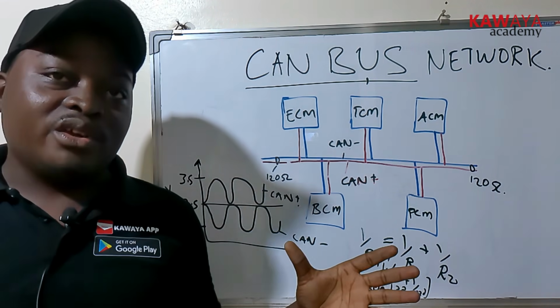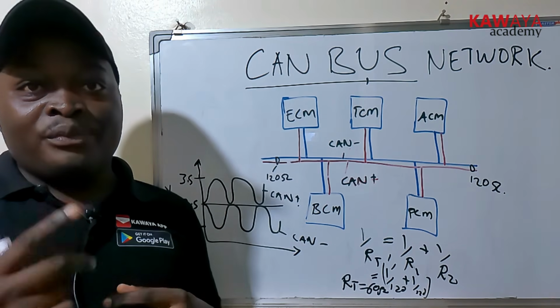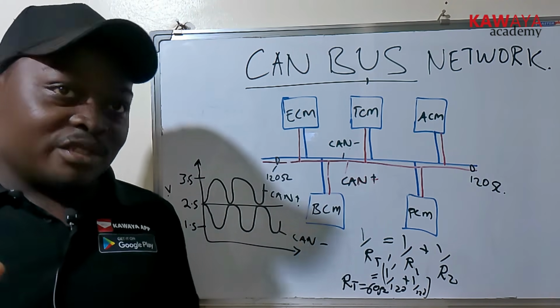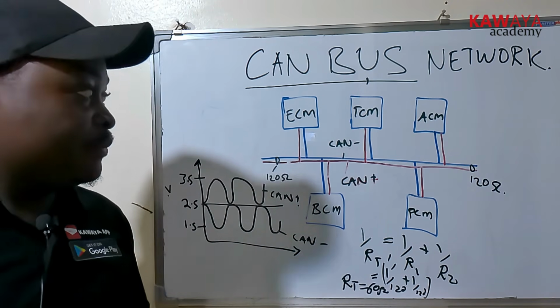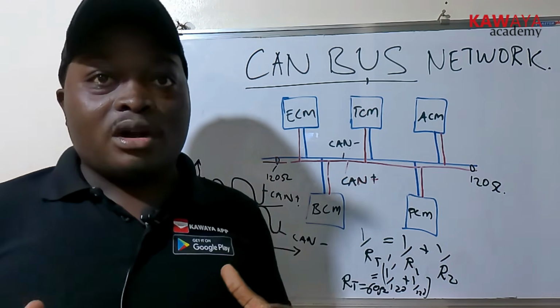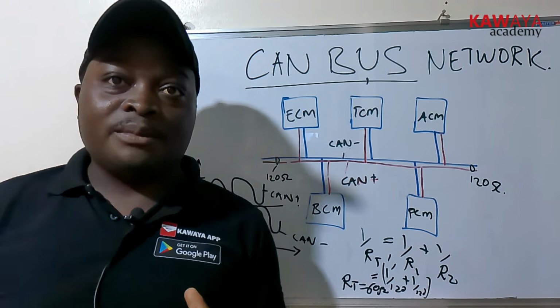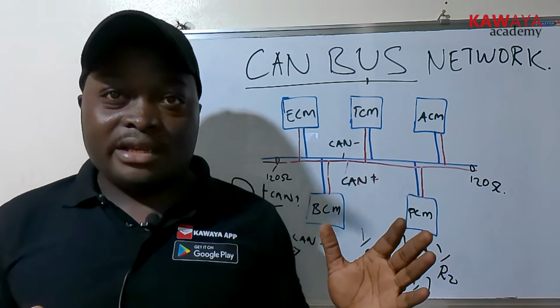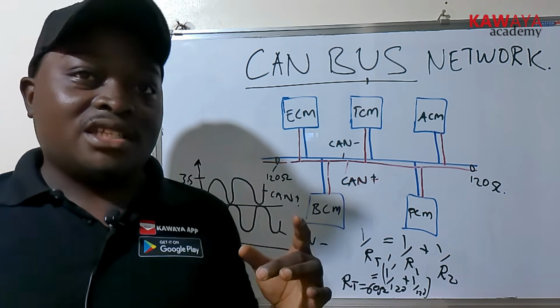So if you've worked on a vehicle and if you've seen these two coiled wires, those are the CAN wires, most probably. Okay, so I think that's what we're going to talk about, the CAN bus network system. And next, let us look at the local interconnect network.